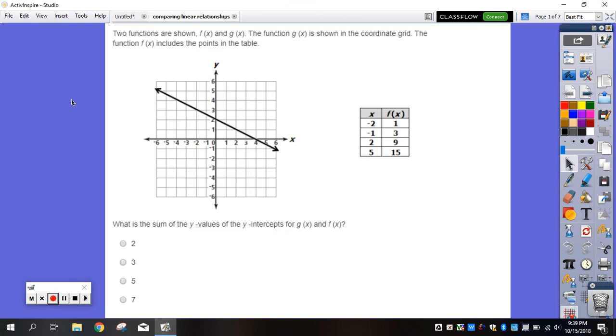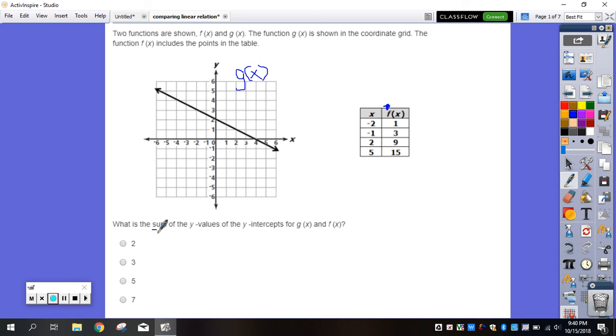So our first question looks like this. Two functions are shown, f of x and g of x. The function g of x is shown in the coordinate grid. The function f of x includes the points in the table. I'm going to label this as g of x. Forgive the handwriting. And then, of course, this is f of x. I'm going to put a little dot here so that I remember that the graph is g of x, the table is f of x.